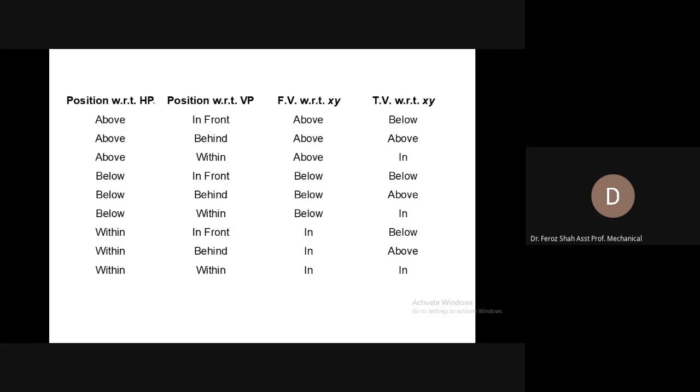So position with respect to the horizontal plane, position with respect to the vertical plane, front view with respect to the XY reference line, top view with respect to the XY reference line. Now you can see that the position of the front view is dependent on the position of the point with respect to the horizontal plane. So if the point is above the horizontal plane, its front view will also be above the horizontal plane.